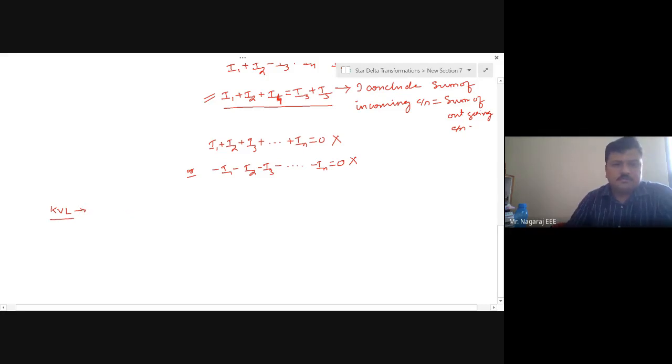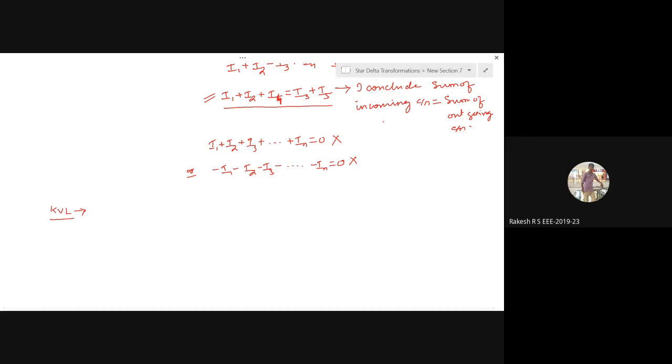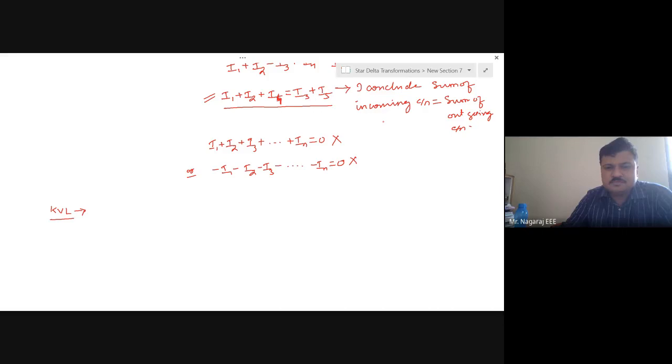Can anybody state KVL now? The fundamental statement of KVL. The algebraic sum of the product of current and resistance is equal to the algebraic sum of voltages, in a closed loop, not an open loop. The fundamental statement should include everything: in a closed electrical circuit or loop, the algebraic sum of all EMFs and voltage drops is 0.